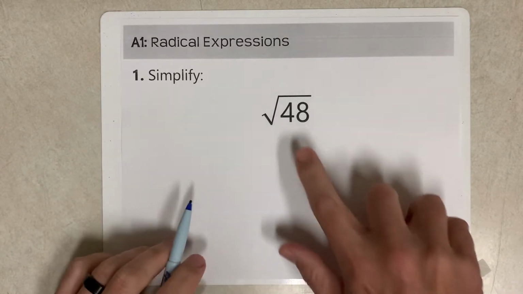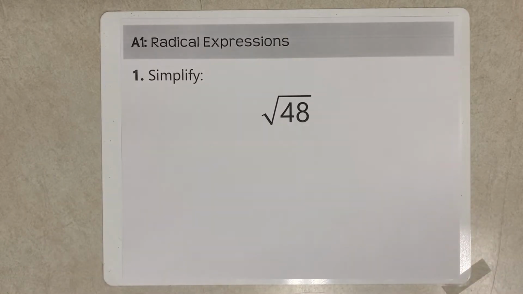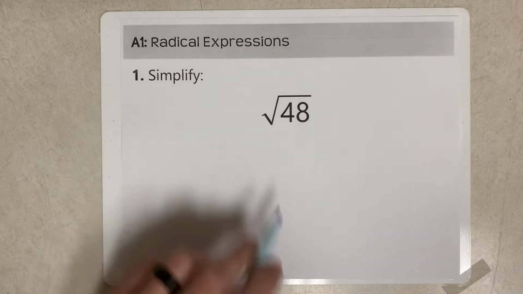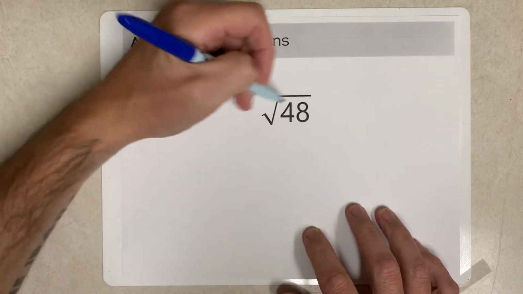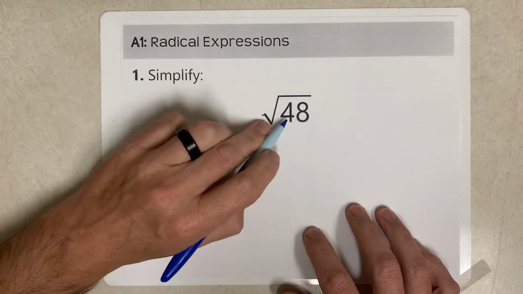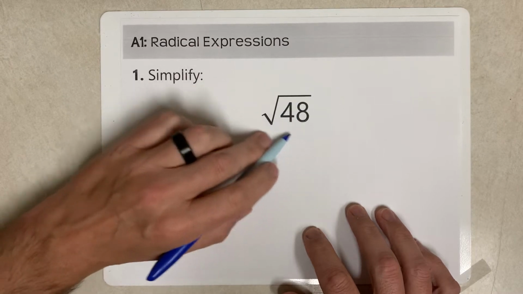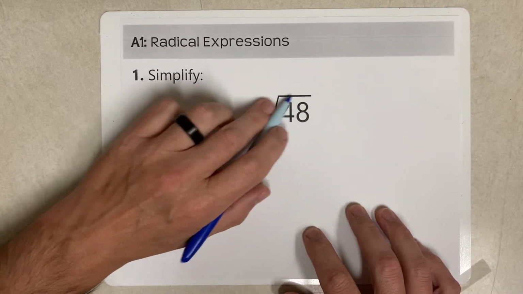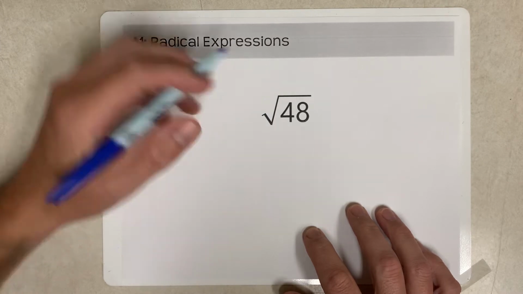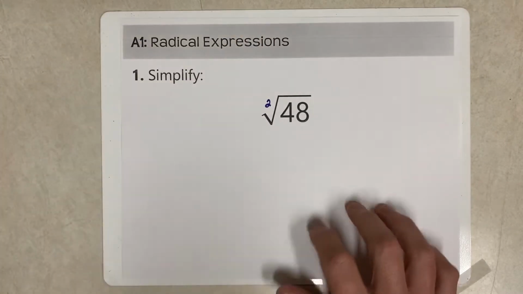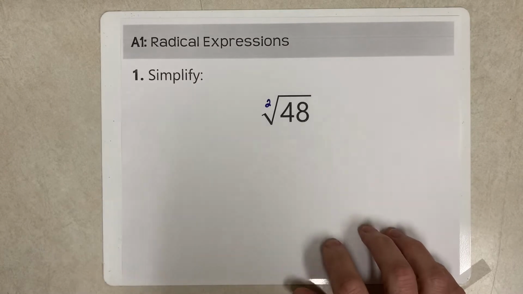We need to simplify the square root of 48. We're going to start out really simple and just simplify some square roots. When you simplify a square root, the 48 is called the radicand. That's the item underneath the radical. And if you don't see a little number, which we call the index, we assume that it's a 2 for a square root.